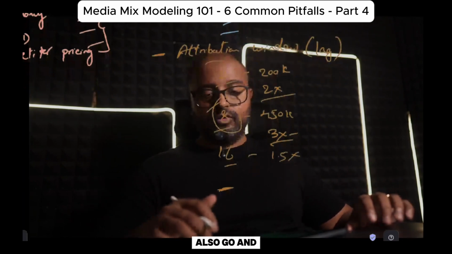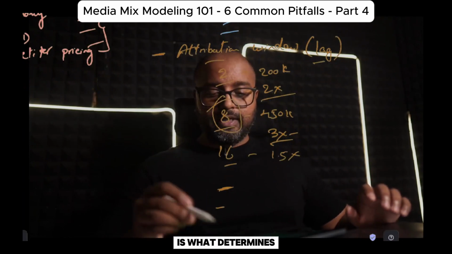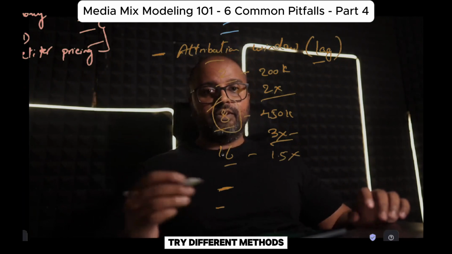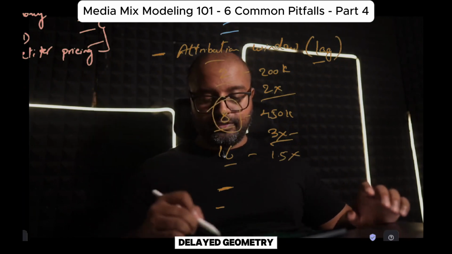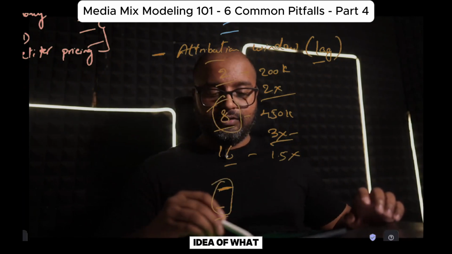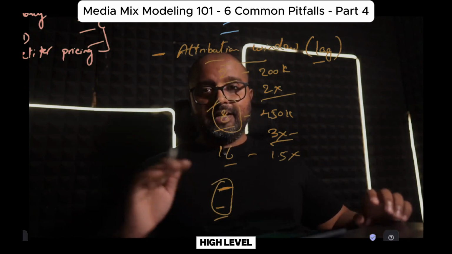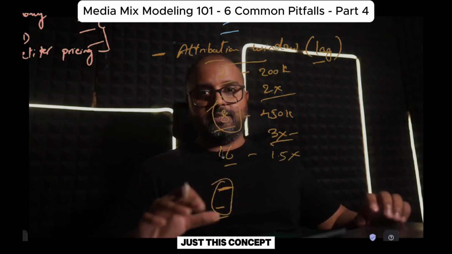And you can also go and try out different ad stock. If you remember, ad stock is what determines this lag. You can try different methods like geometric ad stock or Weibull or delayed geometric and so on. So there are various methods that you can try here as well. But hopefully you get an idea of what the problem is at a very high level. And like always, I'll try and make another video trying to simplify just this concept as well.